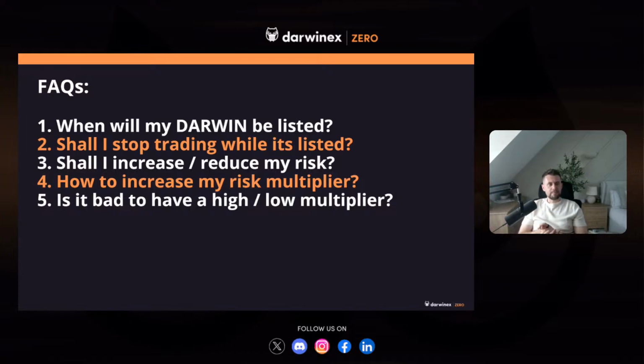Number five, is it bad to have a high or low multiplier? There's no bad or good really when it comes to the multiplier. Again, the only concern I have is 30% VAR or above. Again, you have an exponentially higher chance of blowing up your account, but there is no bad or good when it comes to your risk multiplier or your value at risk.